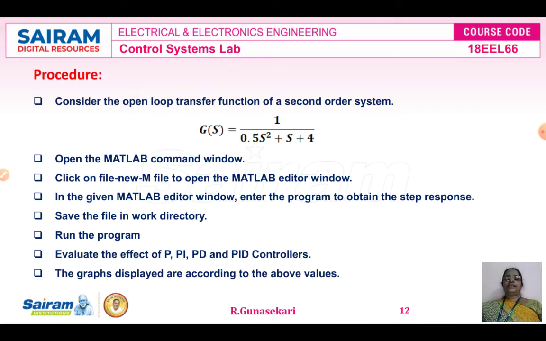Now see the procedure. Consider the given open loop transfer function of the second order system. I have taken G of S equal to 1 divided by 0.5 S squared plus S plus 4. The transfer function is given in the VTU external examination. For the given transfer function only, you have to write the MATLAB program and simulate the effect of the P, PI, PD and PID controllers on the step response of the second order system.